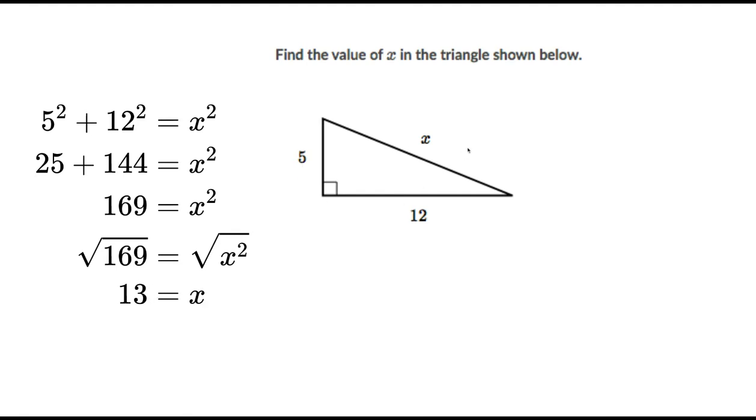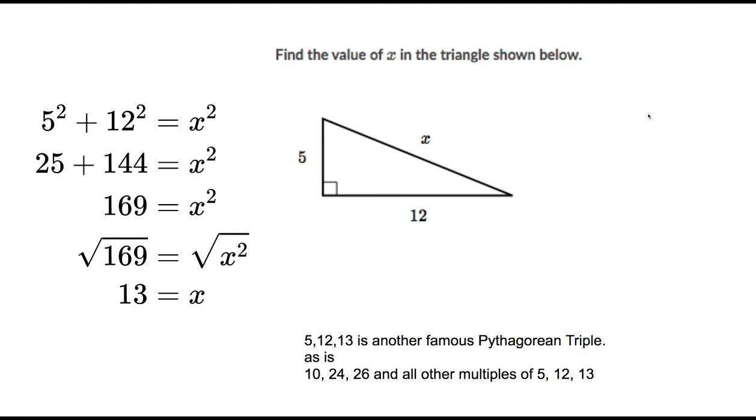So 5, 12, 13 turns out to be another famous Pythagorean triple, as is any multiple of it. Like if you double everything, 10, 24, 26, that would be another Pythagorean triple. As soon as you have one Pythagorean triple, like 5, 12, 13, every multiple of it will also make another triple.